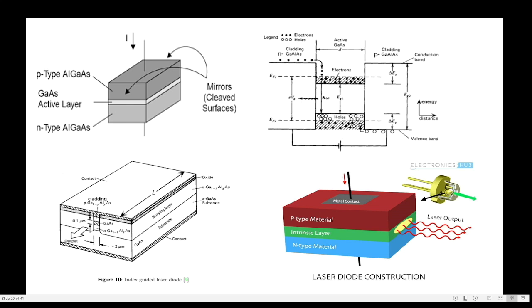When the current passes from the upward direction to the downward direction, laser light is emitted from this active region. In this figure we see the laser light emitted from the active region.